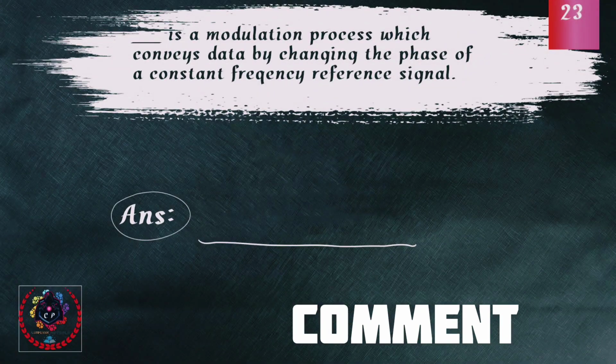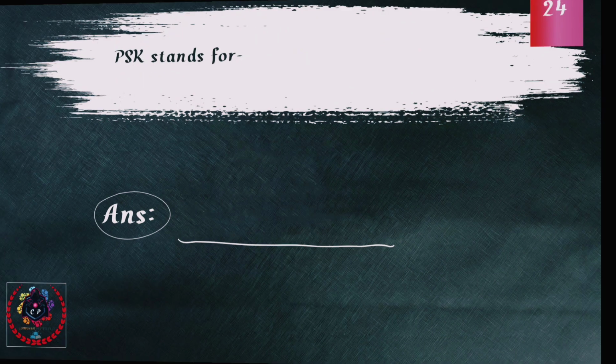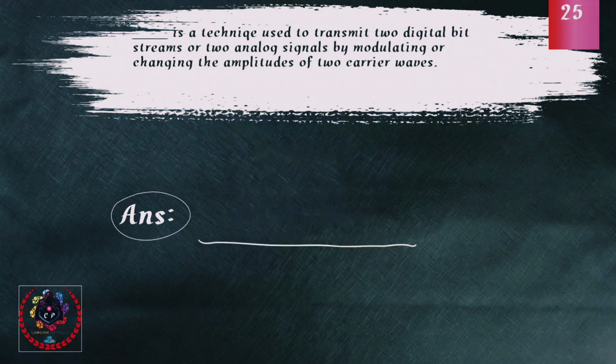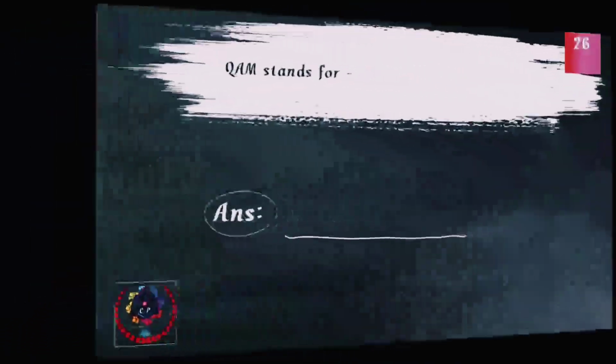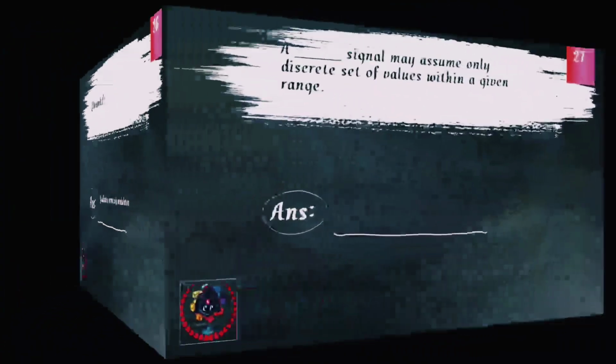PSK is a modulation process which conveys data by changing the phase of a constant frequency reference signal. PSK stands for phase shift keying. QAM is a technique used to transmit two digital bit streams or two analog signals by modulating or changing the amplitude of two carrier waves. QAM stands for Quadrature Amplitude Modulation.